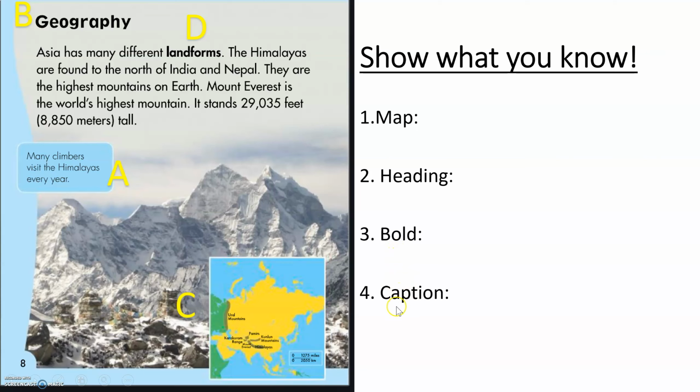Lastly, you will find the caption and write the letter that is next to the caption next to number 4. Find the caption, find the letter next to the caption, and write that next to number 4.